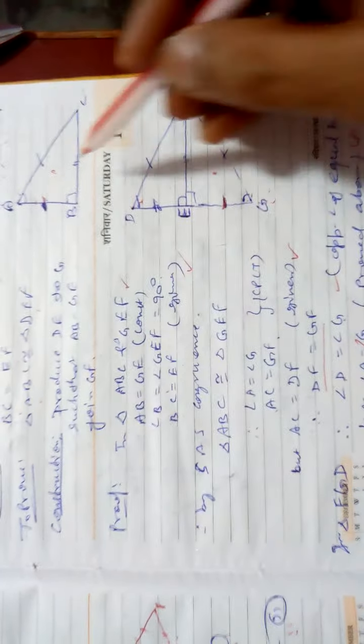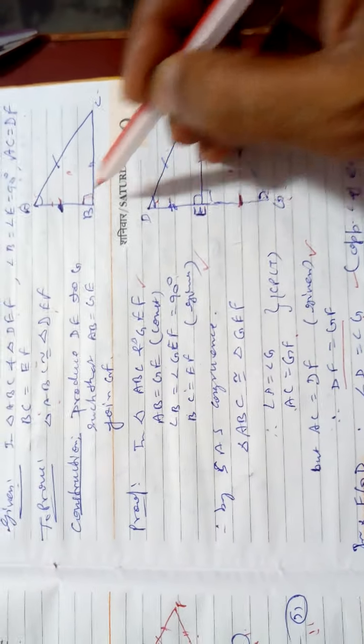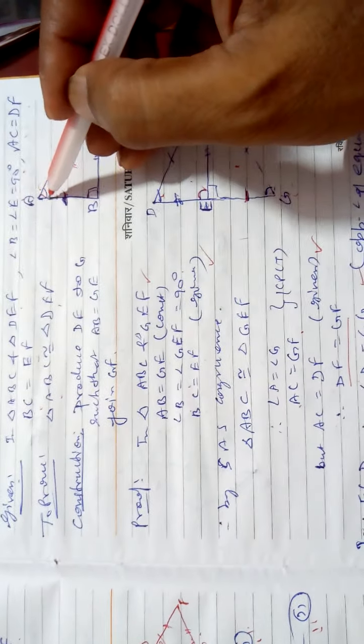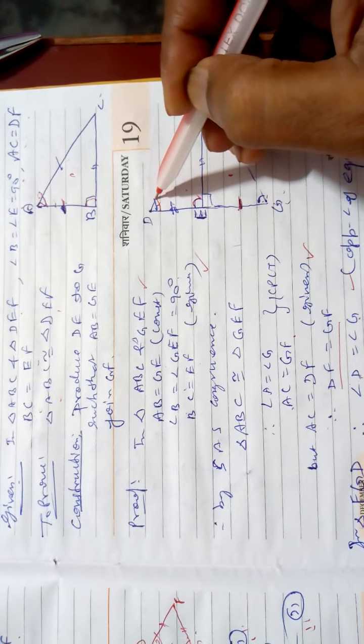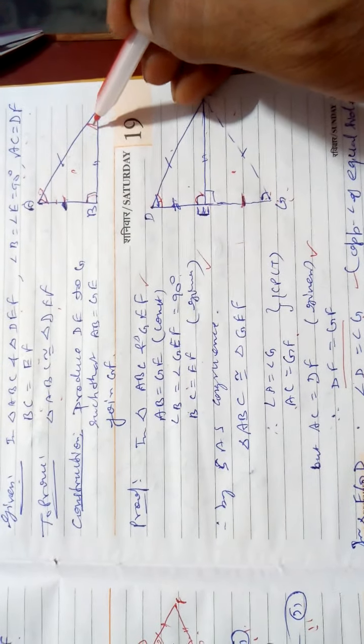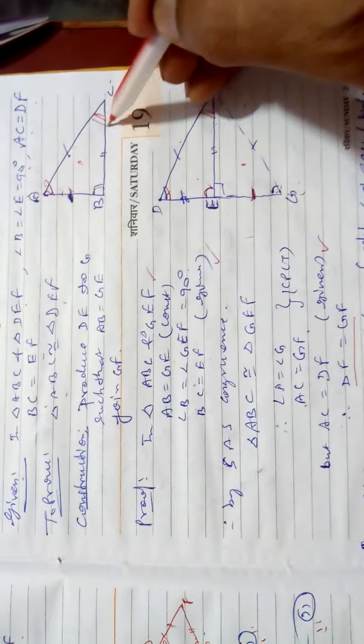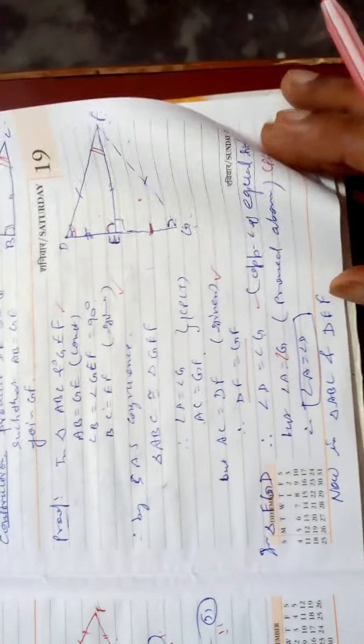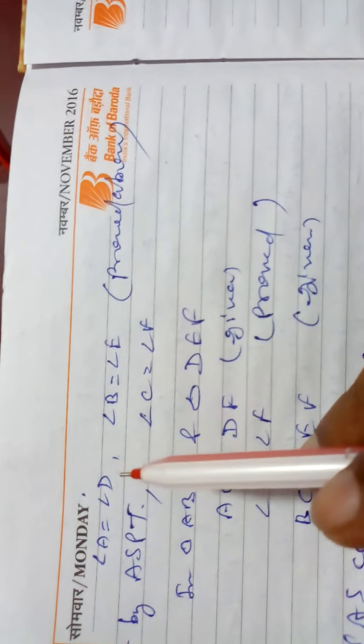Now you see this triangle, this 90 and this 90. This angle is equal to this angle. So third angle will also be equal to third angle by ASP. By ASP we will get third angle, C equal to F.